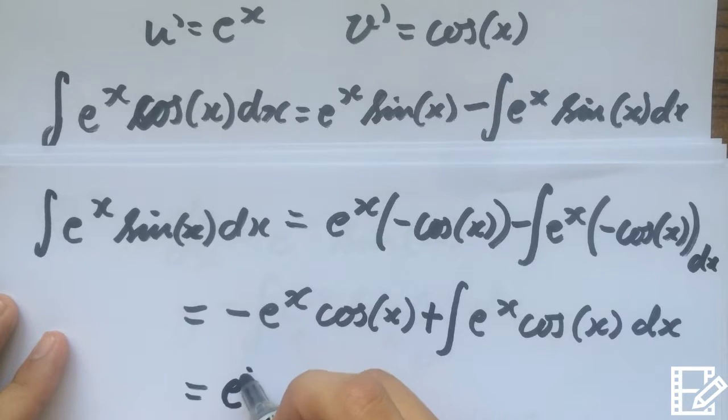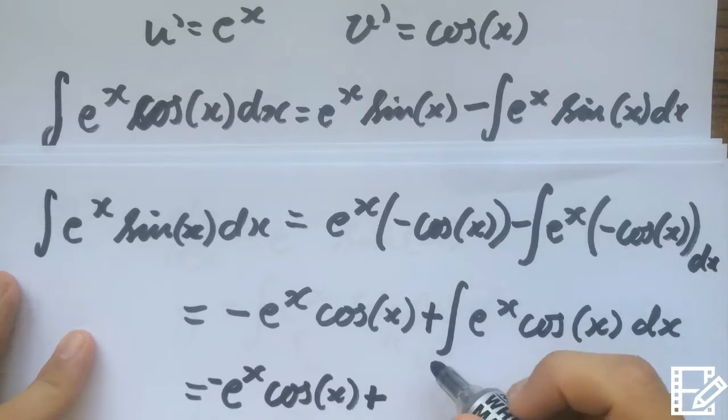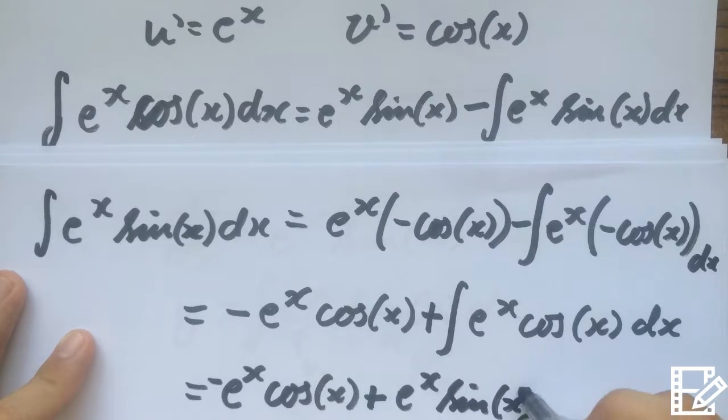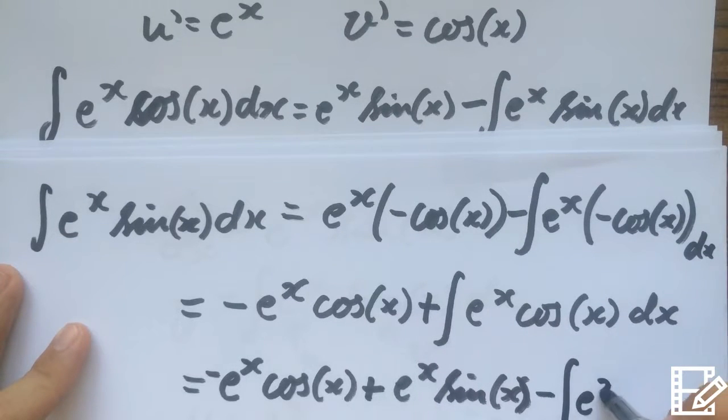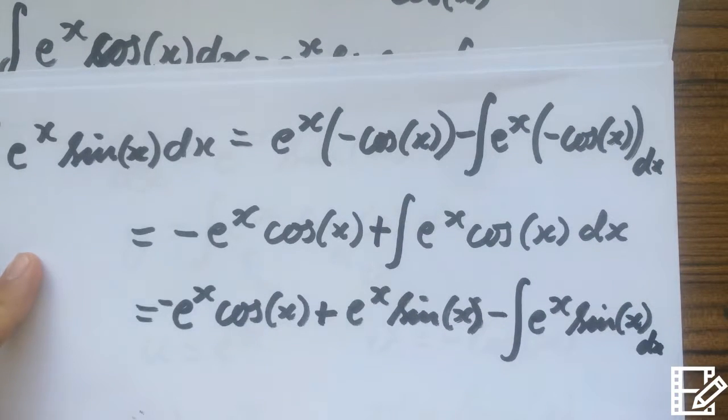So we have negative e to the x cos x plus e to the x sin x minus the integral of e to the x sin x dx. Now I'm going to fit the dx down here in the bottom, but that's multiplied on. I'm just running out of room.